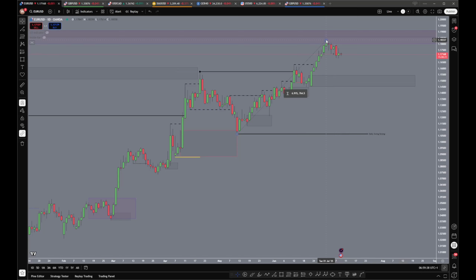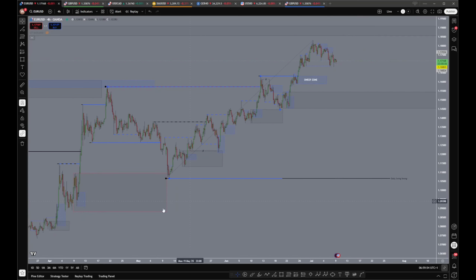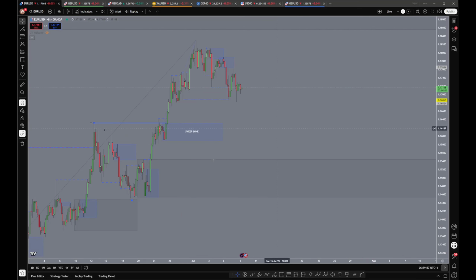After we've mitigated this weekly supply, we have had a daily CHoCH bearish, an I-CHoCH bearish. So we are starting to see signs of bearish intent. If we look on the 4 hour, we can see that the swing structure is bullish and the internal structure is bearish. So the internal structure is still bullish until we get a close below this. We've wicked below here twice, but we've not closed below here yet. So we will be looking to see a close below this and then continue to follow the bearish order flow.